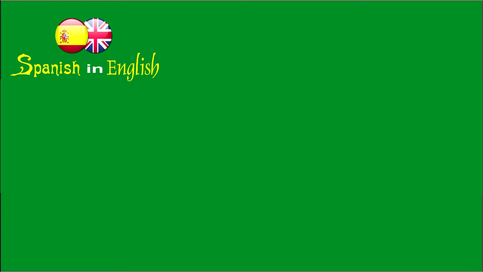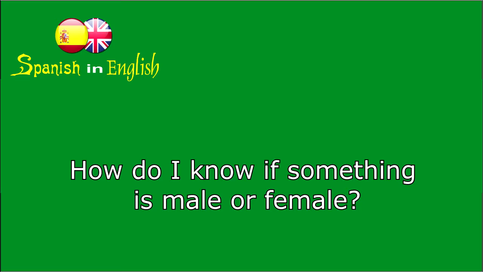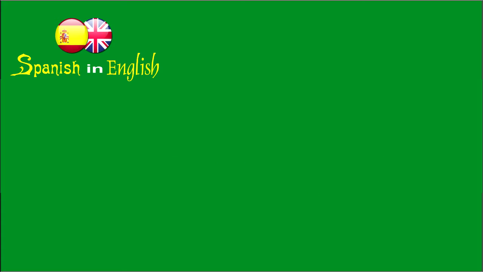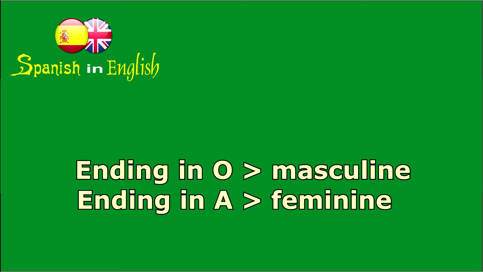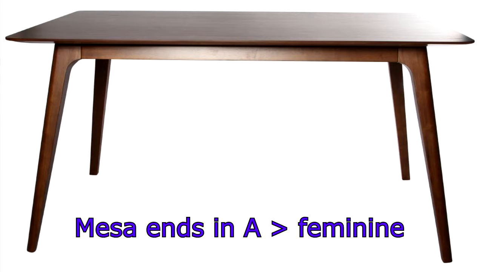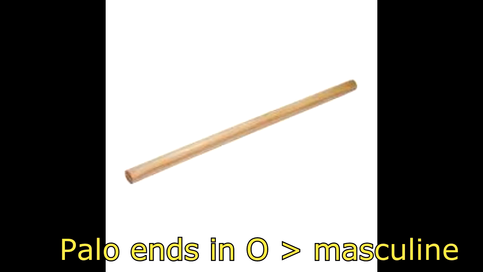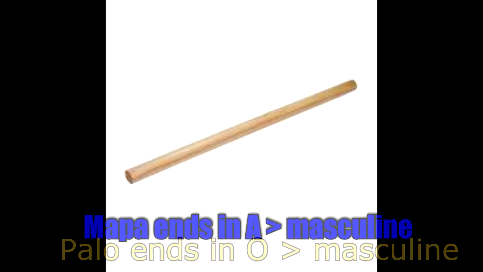But the point is that in that same way English speakers grant gender to some objects, Spanish speakers and many other Romance languages also assign a gender to objects. So now you might be wondering, how do I know when an object is male or female? Usually, but not always, words ending in O are masculine and words ending in A are feminine. For example, mesa ends in A and it's feminine, and palo ends in O and it's masculine.